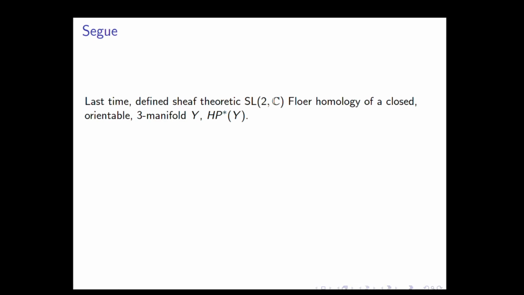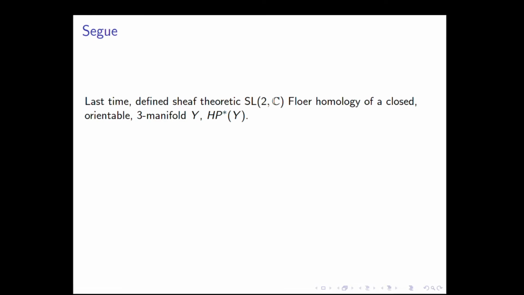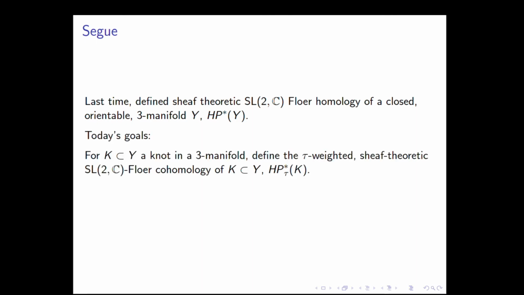So recall that last time we defined sheaf-theoretic SL2C Floer homology for closed orientable three-manifolds, denoted this invariant HP of Y. Today we're going to define a very similar invariant for knots. So for K inside of Y, a knot in some three-manifold, we'll define what we call the tau-weighted sheaf-theoretic SL2C Floer homology of K, denoted HP sub tau. Here, tau is going to be some complex parameter that we'll say a little bit more about later.